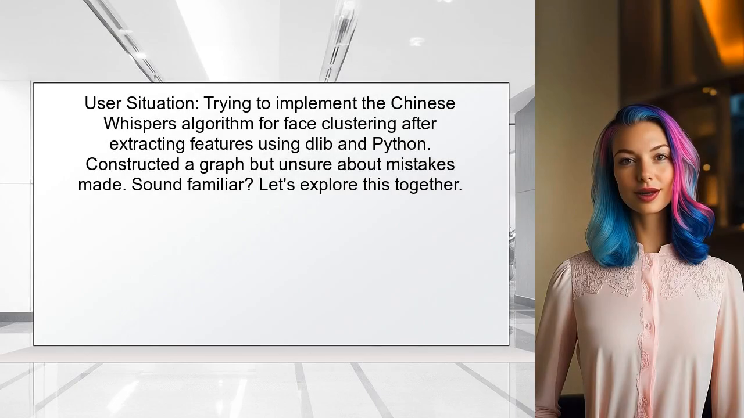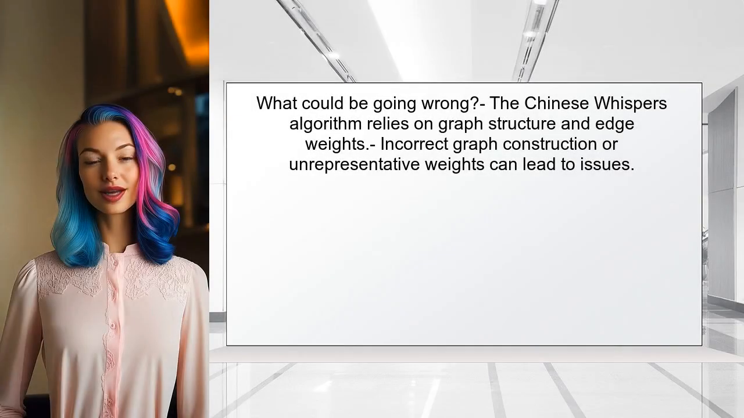Here's the situation. A user is trying to implement the Chinese whispers algorithm for face clustering after extracting features using dlib and Python. They constructed a graph, but are unsure about the mistakes made in their implementation. Sound familiar? Let's explore this together. So, what could be going wrong?